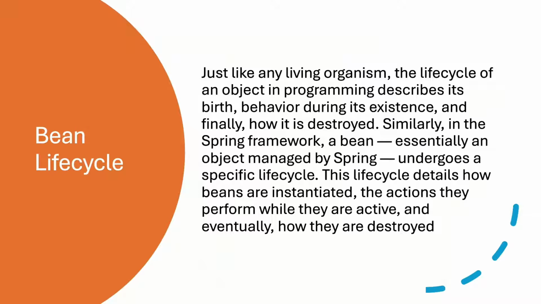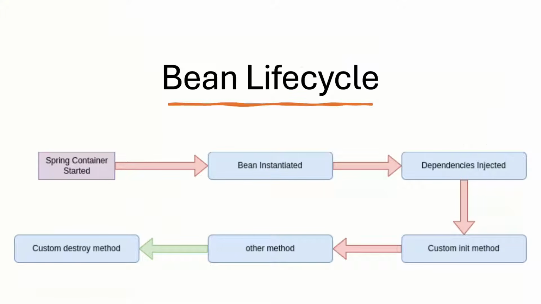Just like any living organism, the life cycle of an object in programming describes its birth, behavior during its existence, and finally, how it is destroyed. Similarly, in the Spring framework, a bean, essentially an object managed by Spring, undergoes a specific life cycle. This life cycle details how beans are instantiated, the actions they perform while they are active, and eventually, how they are destroyed. The life cycle begins when the Spring container creates the bean.